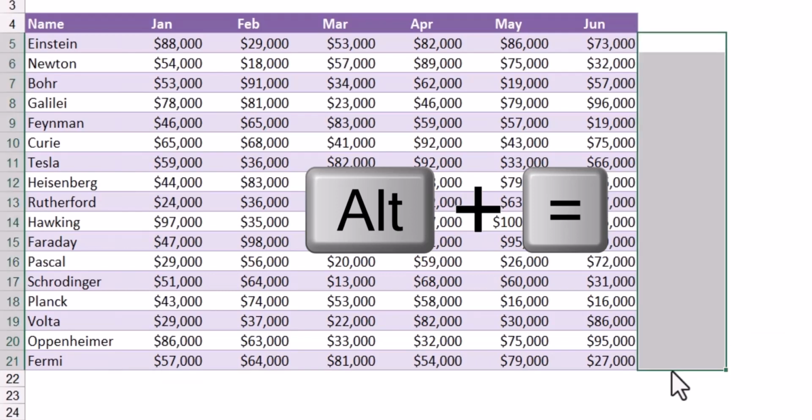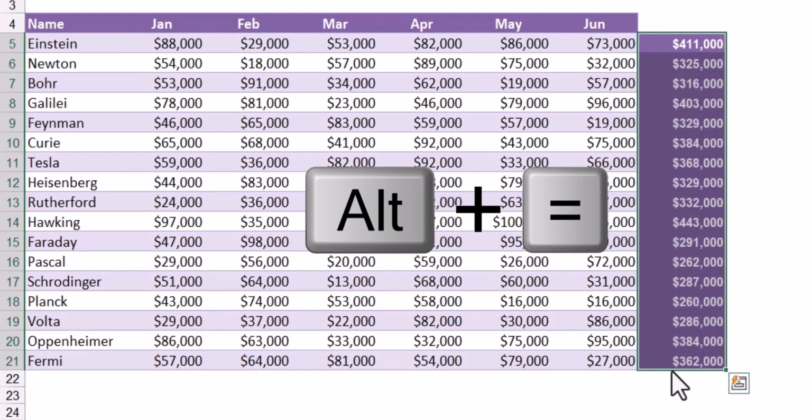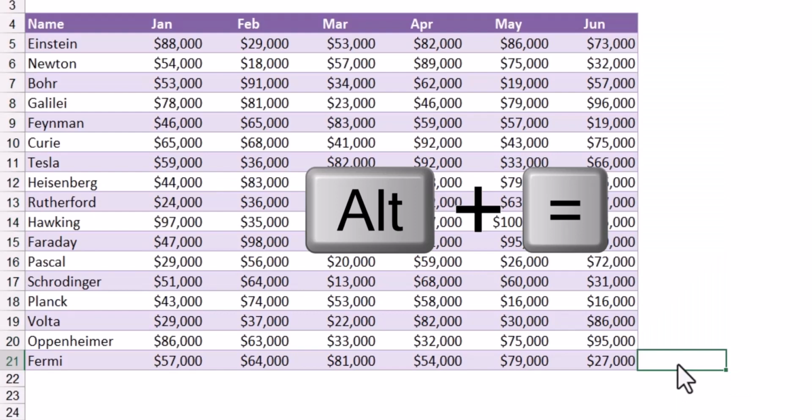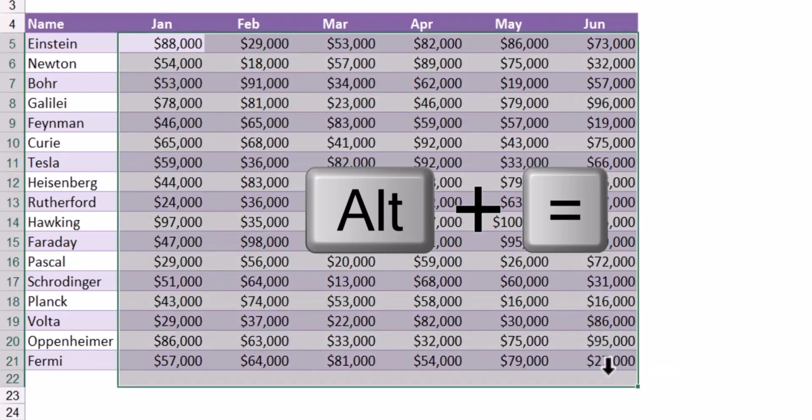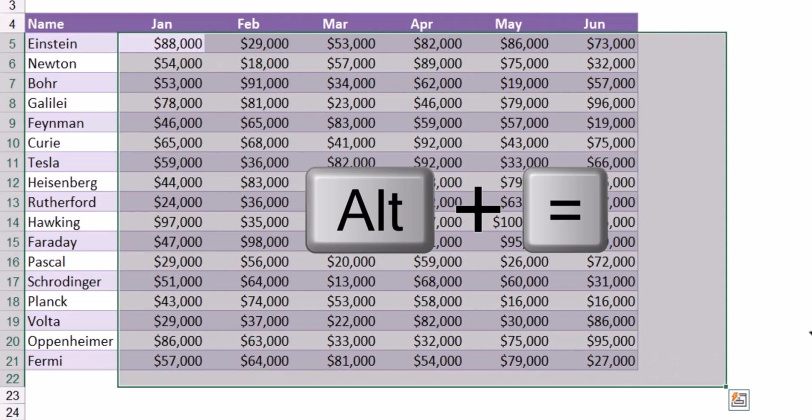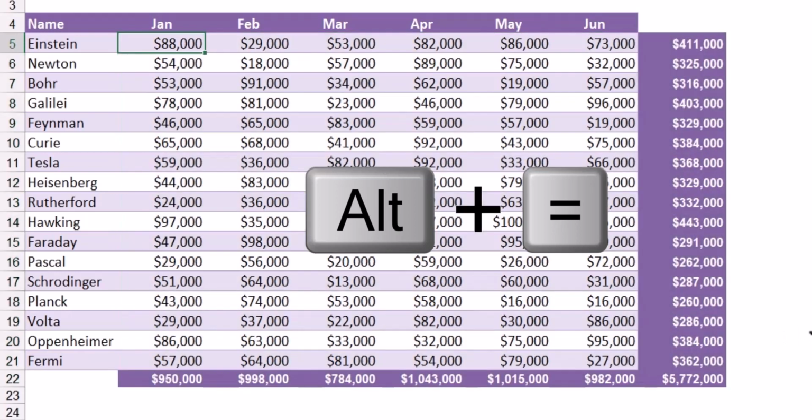Likewise, you could select cells to the side of the data and perform an Alt equals, and in this case, I would get the total sales for each person as opposed to the total sales for each month. If you'd like to get the total sales for each month, the total sales for each user, and the grand total of all the data, select all of the data, including one additional row and one additional column, and press Alt equals. And that is a very fast way to create the sums for your data.